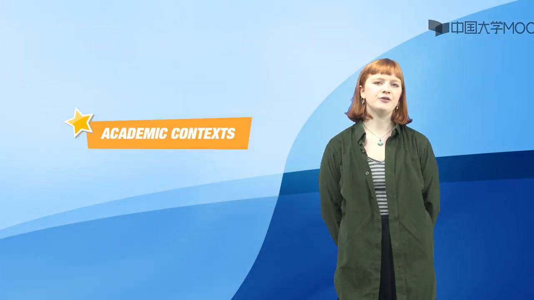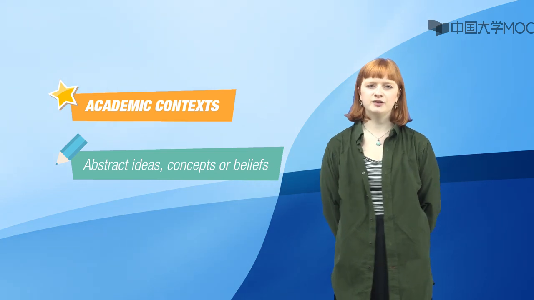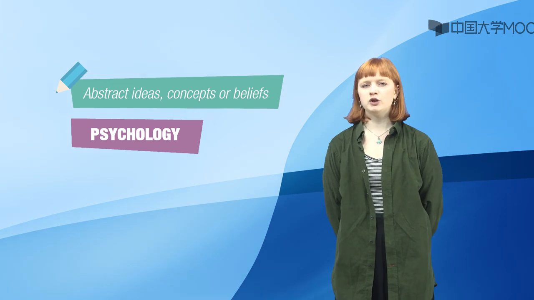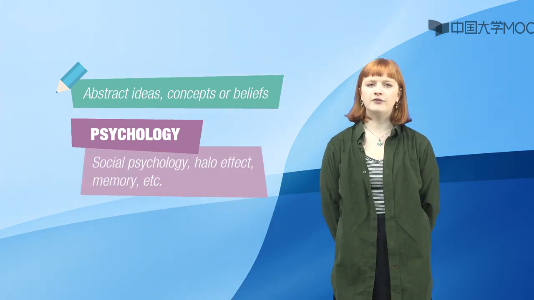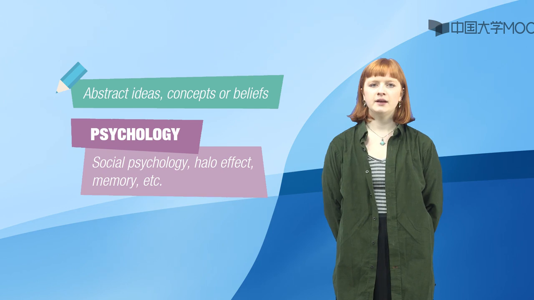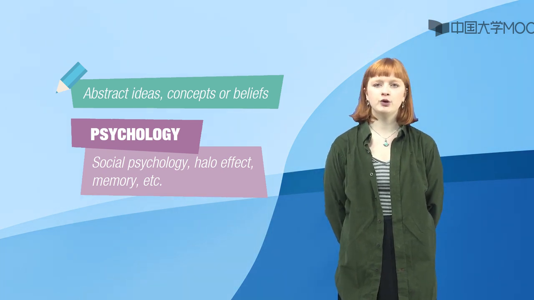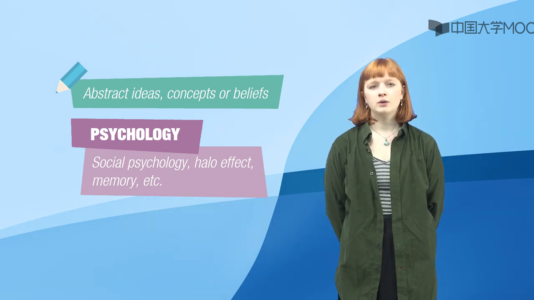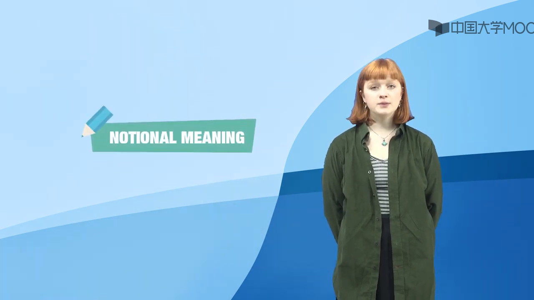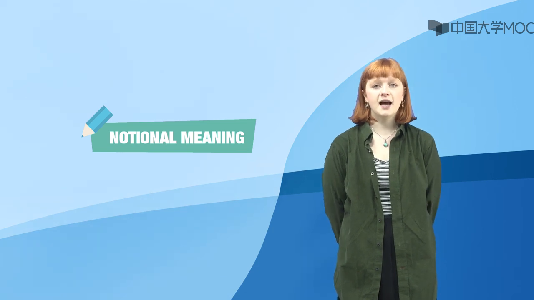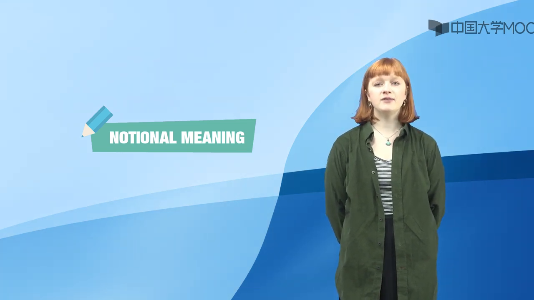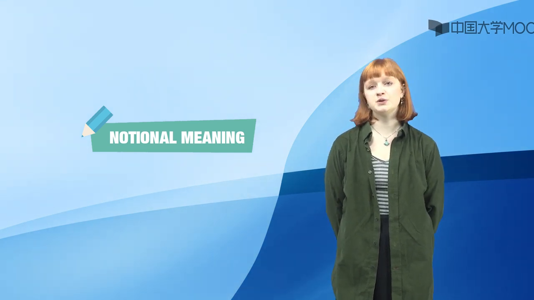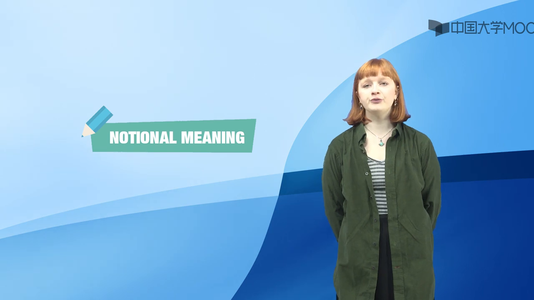You will frequently encounter many abstract ideas, concepts, or beliefs. For example, in the field of psychology, you may have social psychology, halo effect, memory, etc. Explaining an abstract concept or notion is not as easy as explaining a real and physical object. When we explain a notional meaning, we are supposed to remind ourselves that it is not isolated. A notion can be related to many other ideas, concepts, or beliefs. Relationships between two notions are also different.